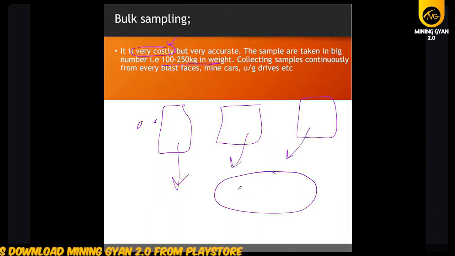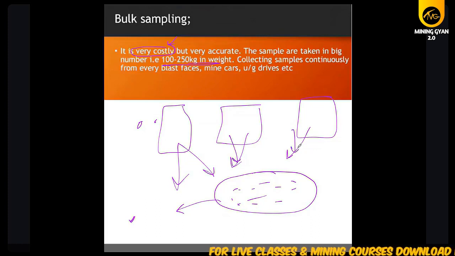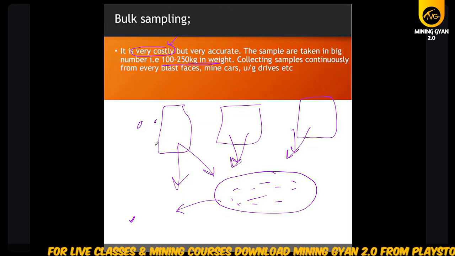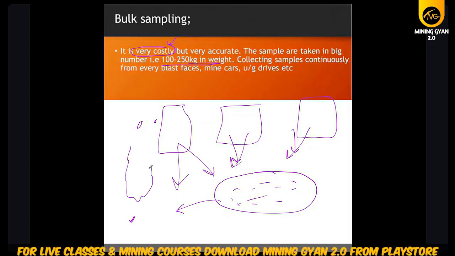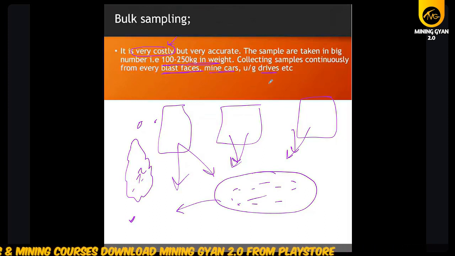huge amount of the sample size, so it will require capital, but it is very accurate because you collect material from different positions or different locations, so it will give you the accurate chemical and physical properties of your ore body. So blast phase, mine carts, drives, अलग अलग वैकेंसी लेंगे ना. So this is a bulk sampling. Bulk का मतलब ही समझ में आ रहा है सिंपली.